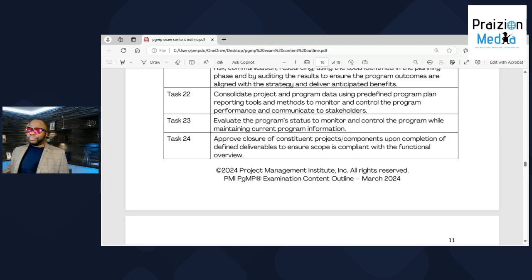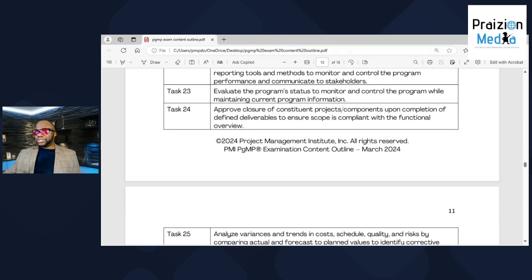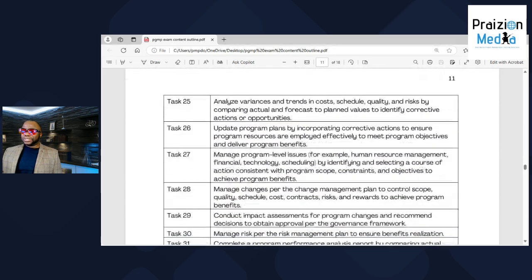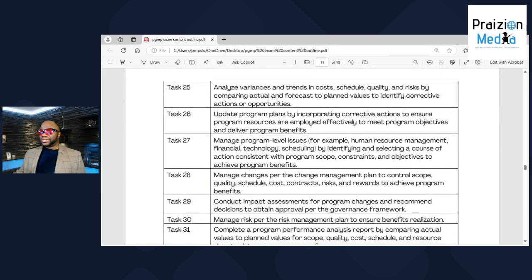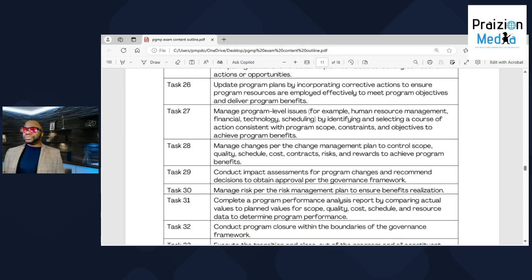Number 24, approve closure of constituent projects, components upon completion of defined deliverables to ensure scope is compliant. Number 25, analyze variances in trends in cost, schedule, quality, risk, and so on. Number 26, update program plans by incorporating corrective actions to ensure program resources are employed effectively. Number 27, manage program level issues, HR, financial, technology, scheduling, by identifying and selecting a course of action.